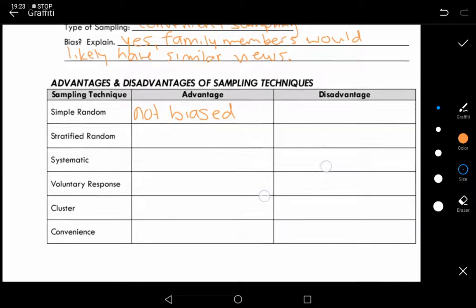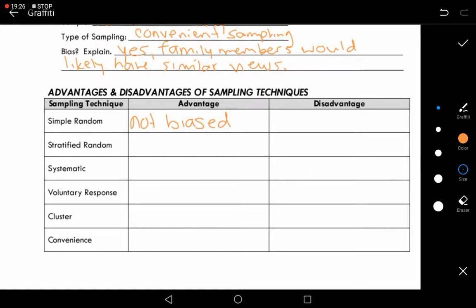So how do I want to write that? I guess I'll just write it how I said it. May not have full rep, I'm writing rep for representation, of the population. Okay, so it's not biased, but it's not necessarily going to represent the whole population.